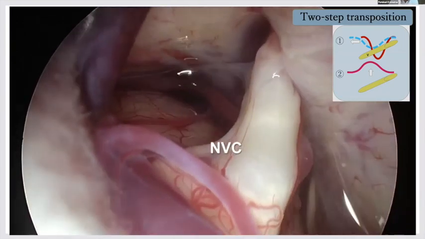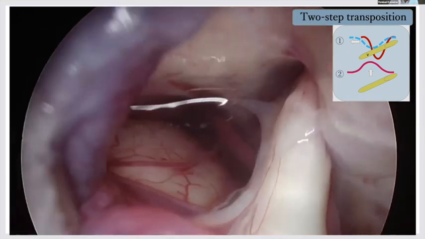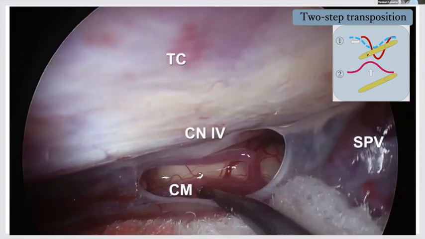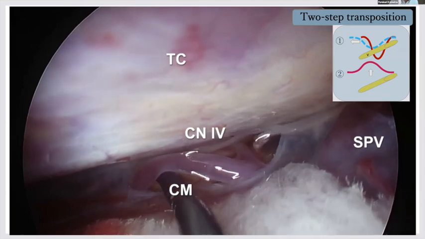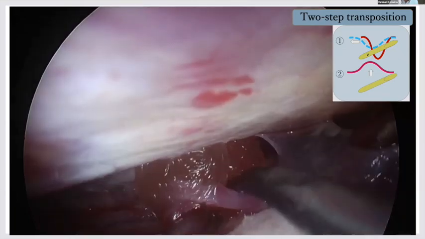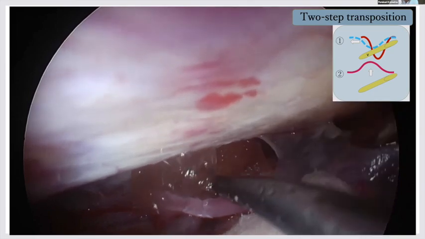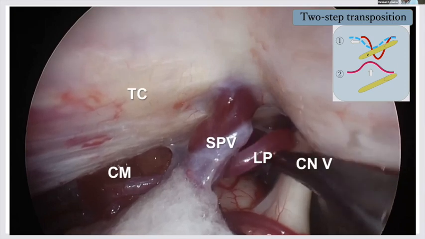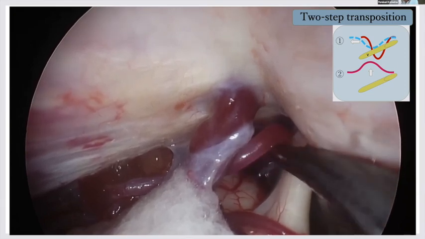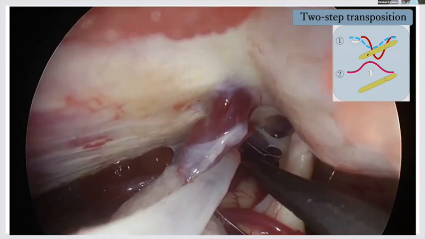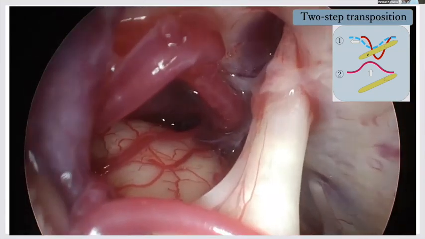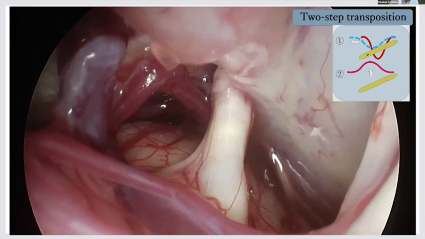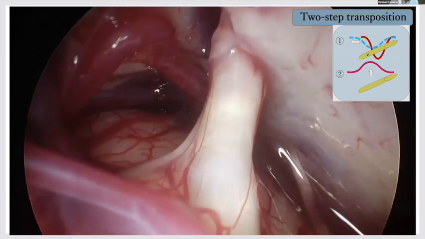Also, the trigeminal nerve is compressed by the SCA severely. In this case, the ambient cistern is opened. And this is the peripheral distal part of the SCA, and this distal part is pulled out using an Oxycel ball. And then the loop became shallow, and the SCA is easily mobilized. So after that, the SCA is fixed at the cerebellar tentorium. This is called a two-step transposition.